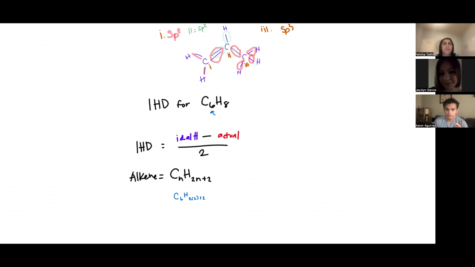Ideally, it would be 14. But actually, we have 8. That is what actually exists, right? So that equals... what's 14 minus 8? It's 6 over 2. Yeah, there we go. And then that's our 3, right? This is our index of hydrogen deficiency. Is that all it was asking for?